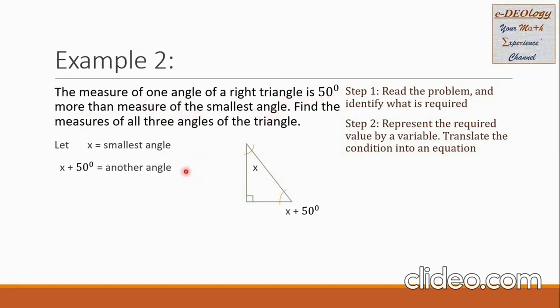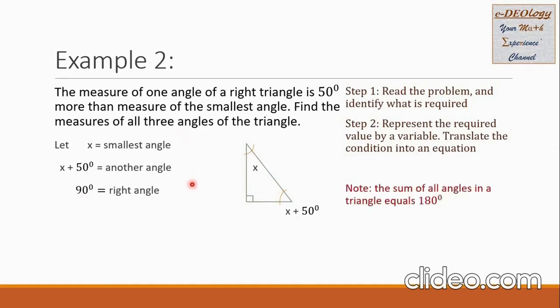It means the second angle is compared to the smallest angle, and the next angle is 50 more than. So you see the second angle here, it is compared to the first angle, and it is written here x plus 50 degrees. So this x plus 50 degrees, that is the second angle, or this another angle. The third angle is the right angle, and we know that this is equal to 90 degrees. So we have now the representations of the three angles.